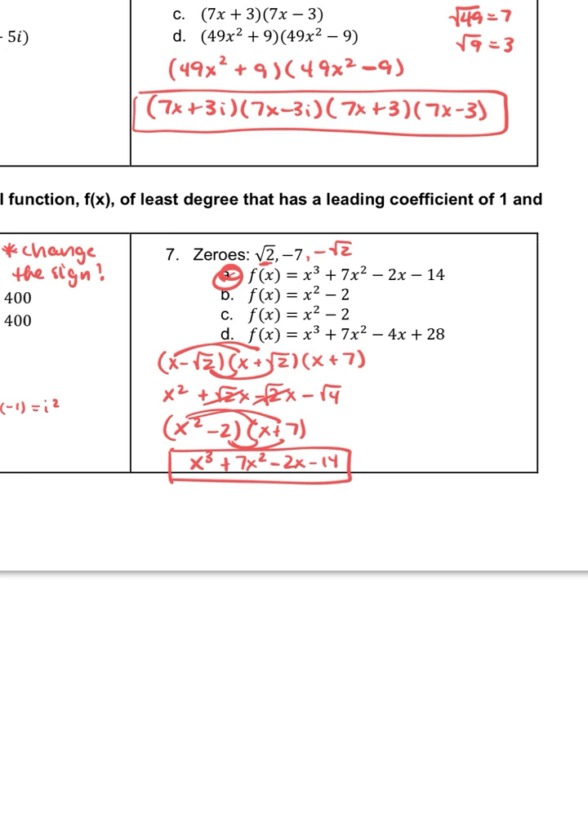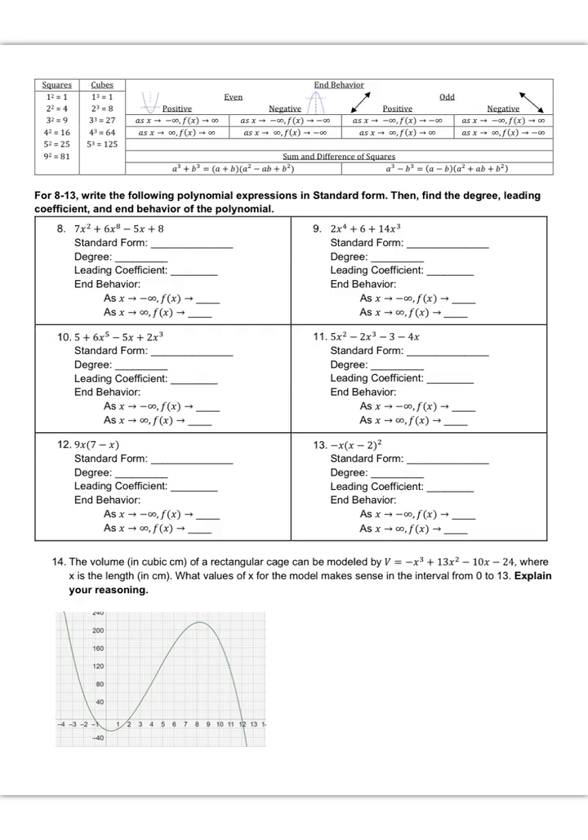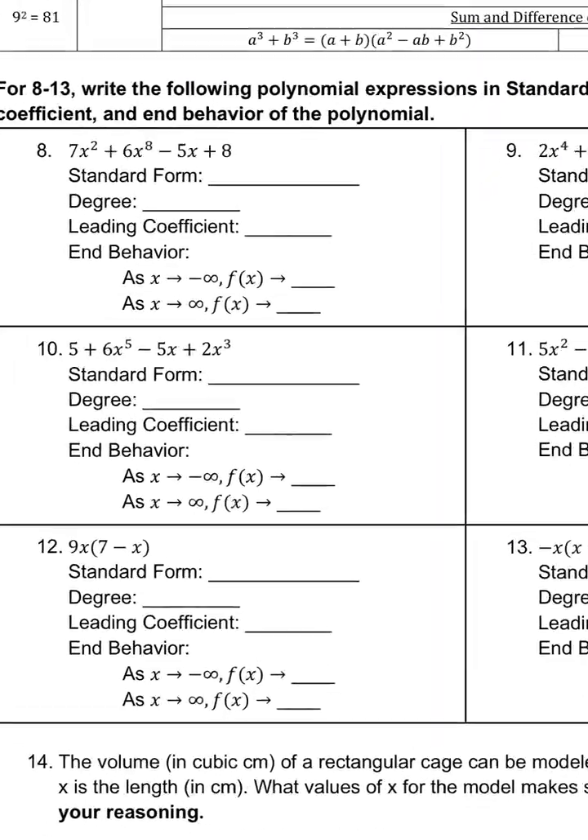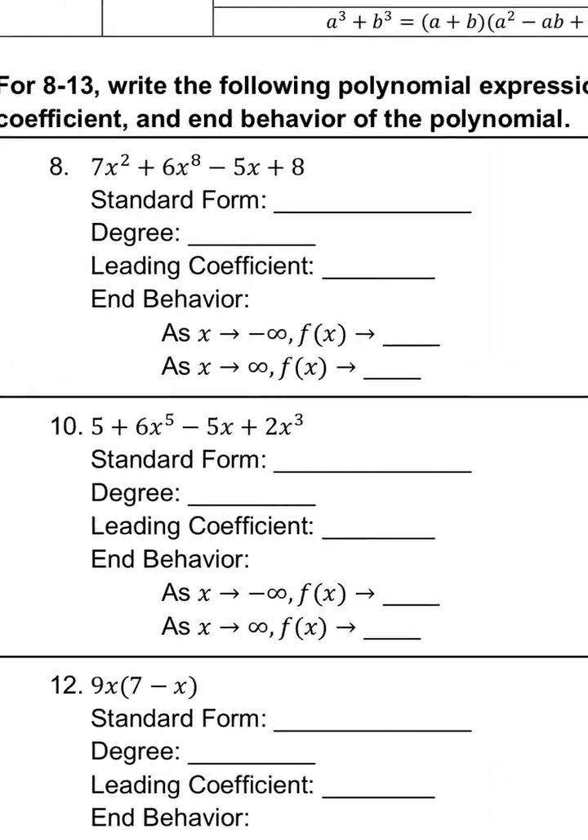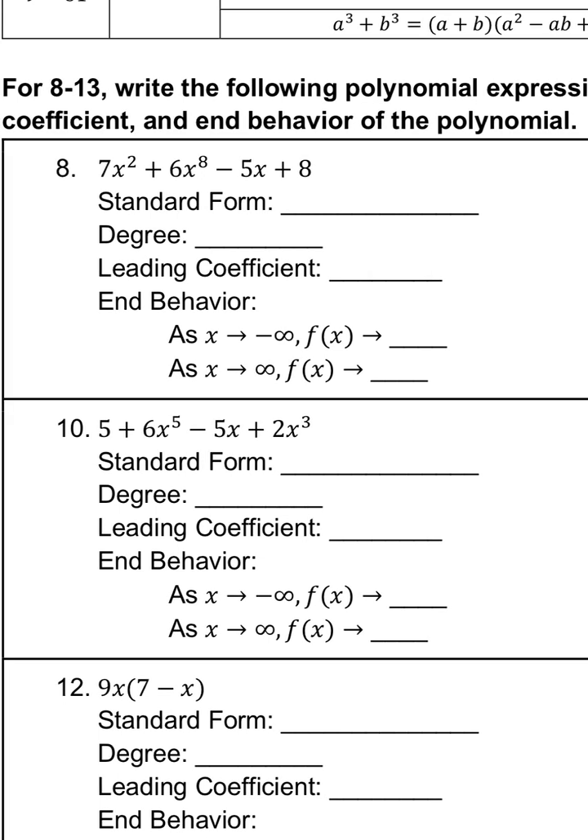Alrighty? Let's see what we have. Okay. So standard form, leading degree, coefficient, and behavior. So my standard form always starts with the biggest exponent first. So 6x to the 8th, and then plus 7x squared minus 5x plus 8. So my degree is going to be 8. My leading coefficient is 6.